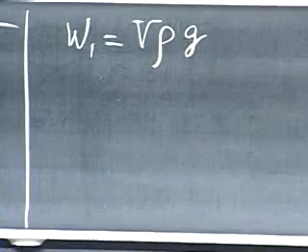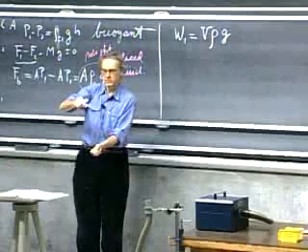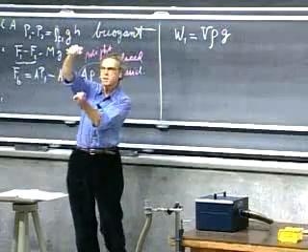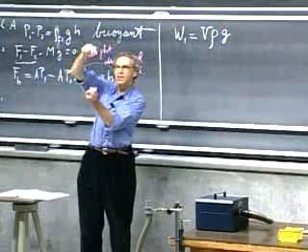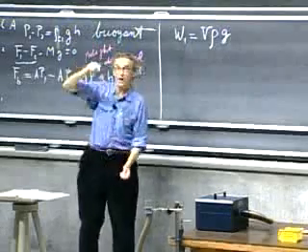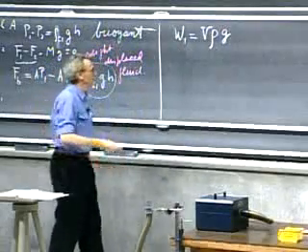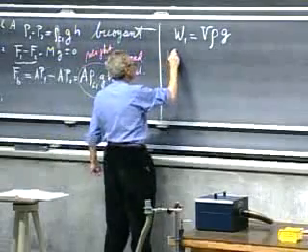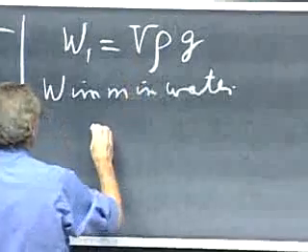Now he takes the crown, and he immerses it in water. And he has a spring balance, and he weighs it again. And he finds that the weight is less. And so now we have the weight immersed in water.